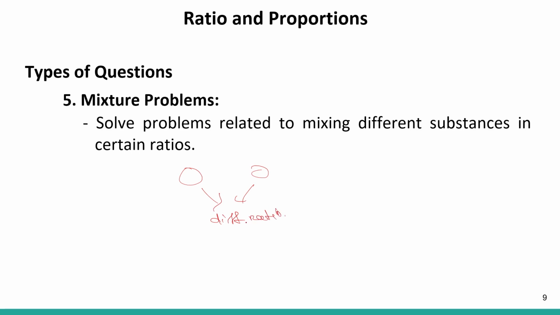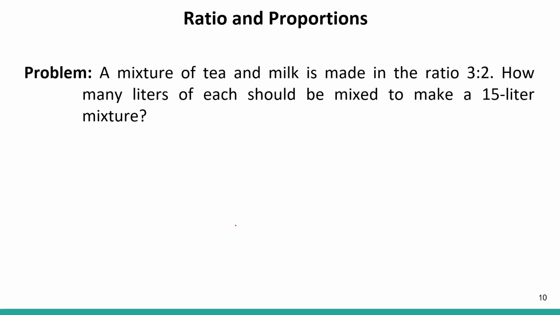A mixture of tea and milk is made in the ratio of 3:2 respectively. So how many liters of each should be mixed to make a 15-liter mixture? The question asks us that if we want to make a 15-liter mixture, then how many liters of tea and milk will we need if we want to keep the ratio constant?